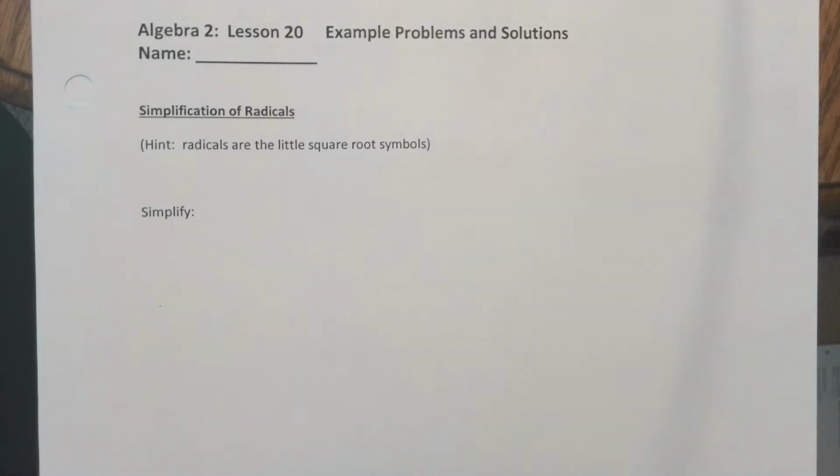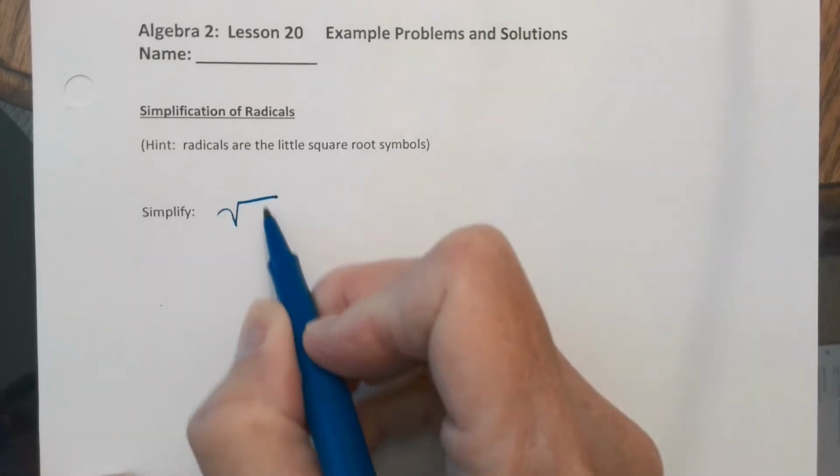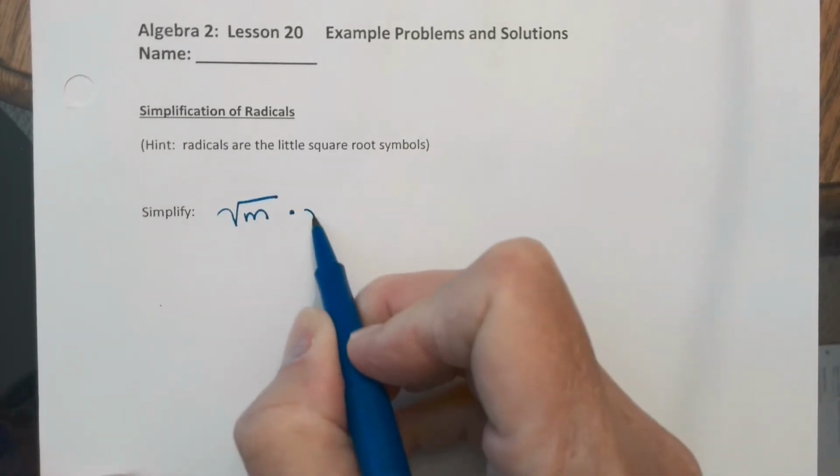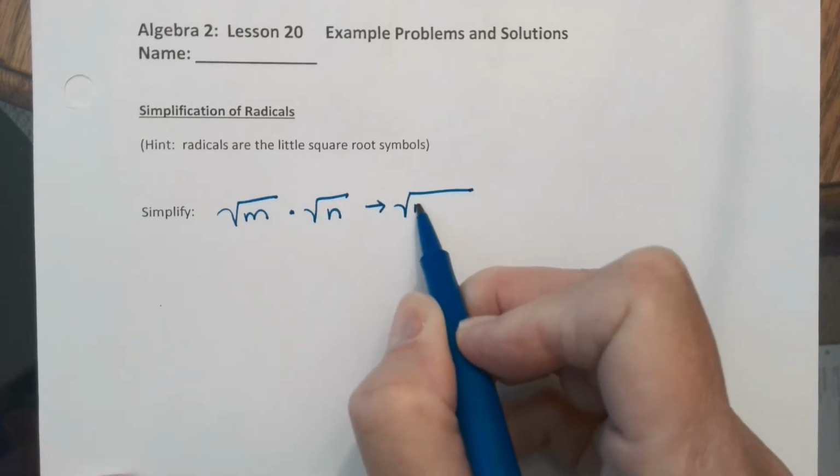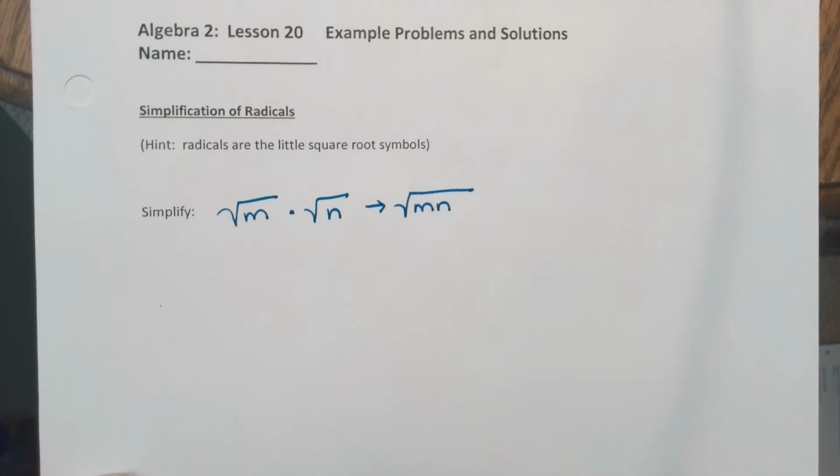Okay, lesson 20, the simplification of radicals. Anytime you see a square root, and you could also have other roots like cube roots and fourth roots, but anytime you see that symbol, it's called a radical. So if you have the square root of m times the square root of n, that is equal to the square root of m times n.